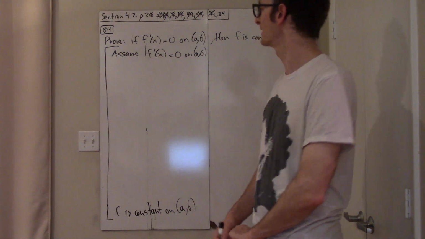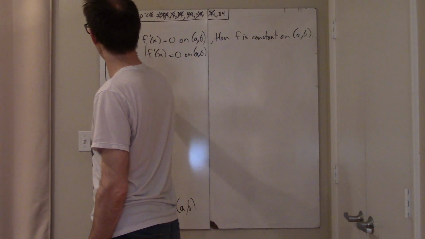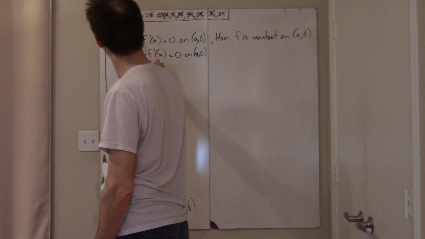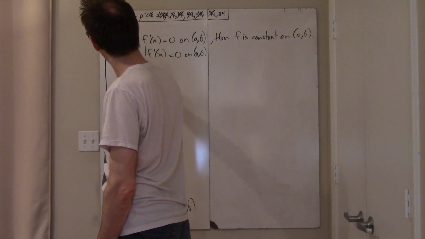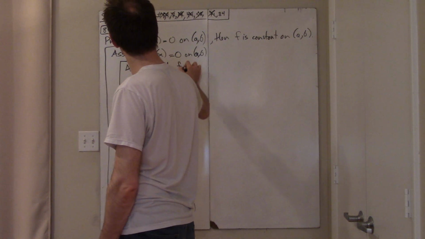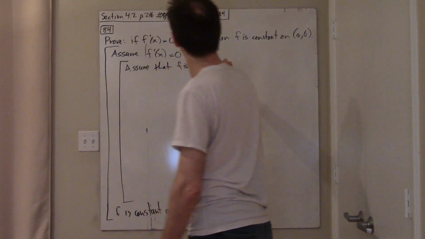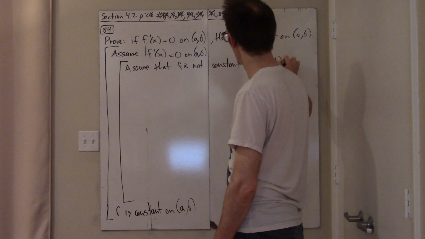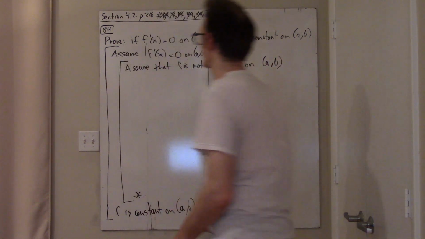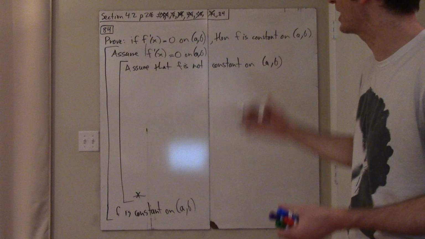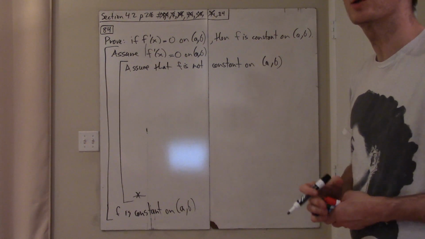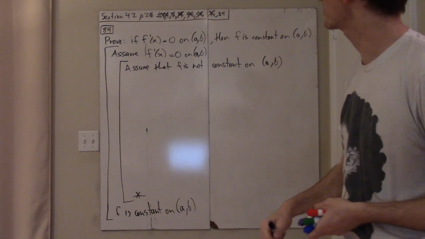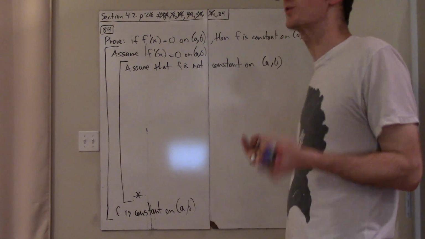it by contradiction. So what I'm now going to do is assume that f is not constant on the interval a, b, and this will lead to a contradiction. Therefore, it must be constant, and then we're done. Well, what does it mean to not be constant? A constant function has the same y value everywhere, and so if this function is not constant, then it must have different y values somewhere.